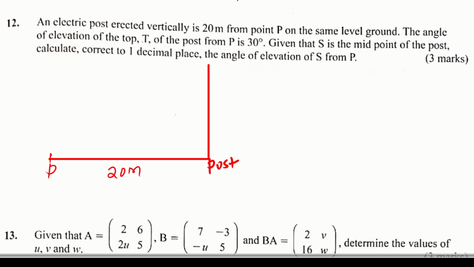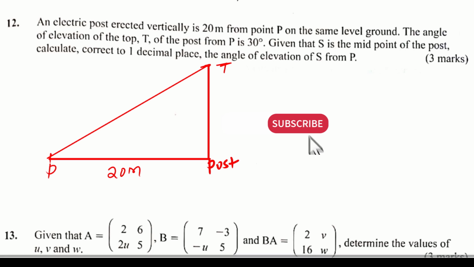And the angle of elevation of the top T of the post, so this is the top of the post, that is the point T, is 30 degrees. So the whole of this angle is 30 degrees. That is the angle of elevation. Given that S is the midpoint of the post, it should be somewhere here. You're supposed to calculate, correct to one decimal place, the angle of elevation of S from P.